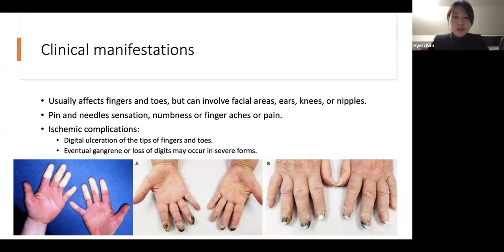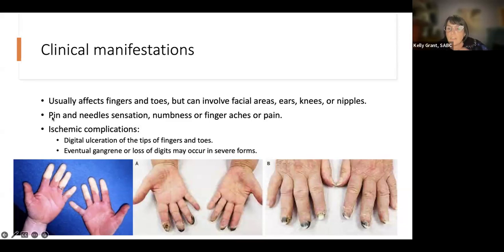Any other questions? Dr. Kim, someone has asked, I have calcinosis on my forearms. Where would calcinosis ulcers usually occur?